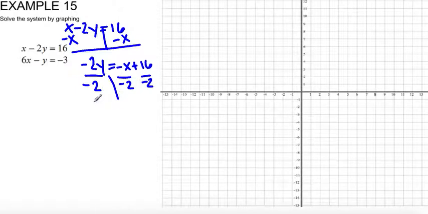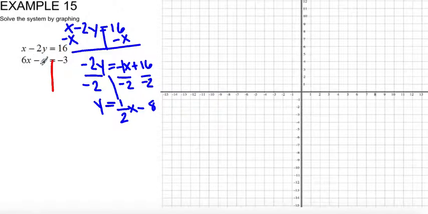On the left side I have y left over. Negative 2 divided by negative 2 is just 1. And then on the right side I have negative 1 divided by negative 2, which is positive 1/2. Bring down the x. And then positive 16 divided by negative 2 is negative 8. And I do the same thing with the second equation.